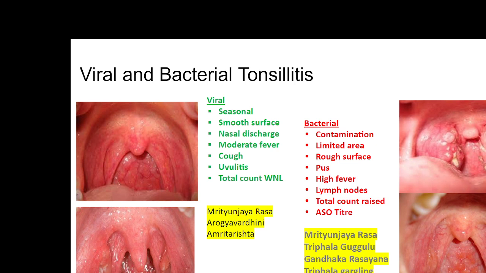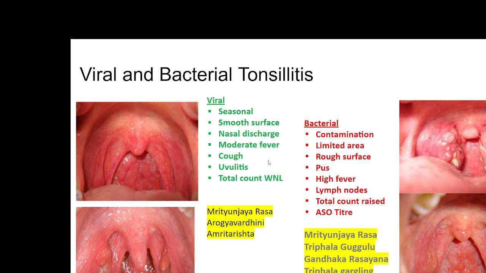A typical viral condition, which is more common in our area, would have usual seasonal episodes, like either winter or rainy season, or even in summer, those who consume cold drinks and so on tend to have these kinds of symptoms. The surface will be smooth, and the patient would have nasal discharge also.